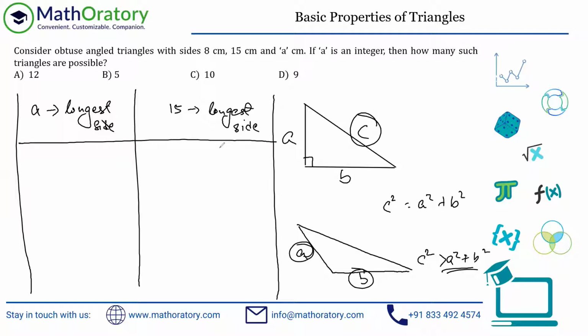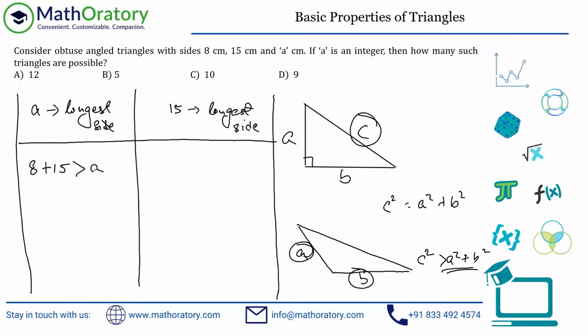Now, again, when you are checking for a triangle, the triangle inequality tells us that the sum of any two sides is greater than the third side. You always have to check whether the sum of the two shorter sides is greater than the longest side or not. That is the check you have to make. So when A is the longest side, the two shorter sides must be 8 and 15, right? So the sum of these two should be greater than A.